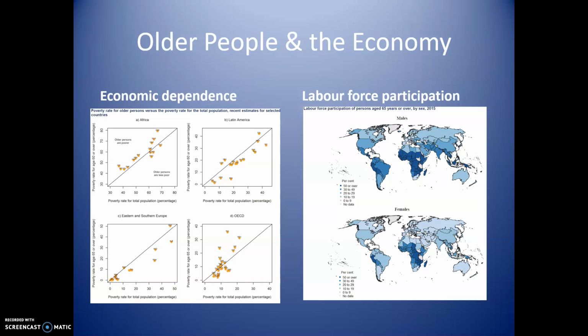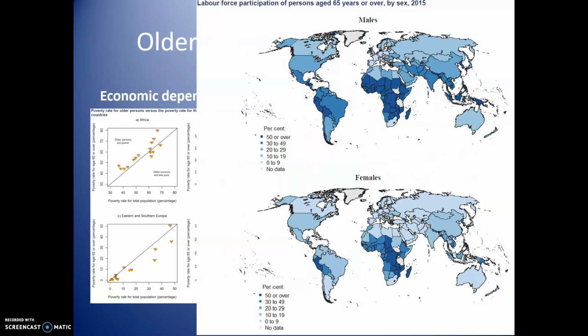So now let's look at labor force participation. This is in males and females. And what you can clearly see is two things. Firstly, people age 65 and over are much more likely to remain part of the workforce if they are in a developing country than if they are in a developed country. The darker color means a higher percentage of people 65 and over are still in the active workforce. And men are much more likely to be working than women.